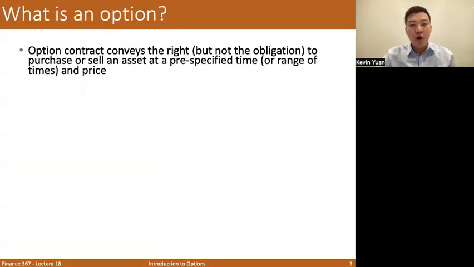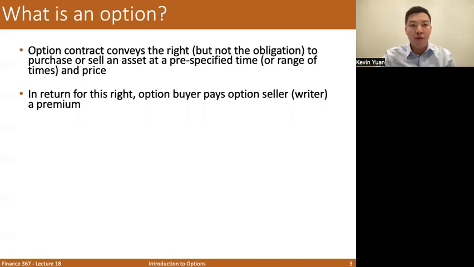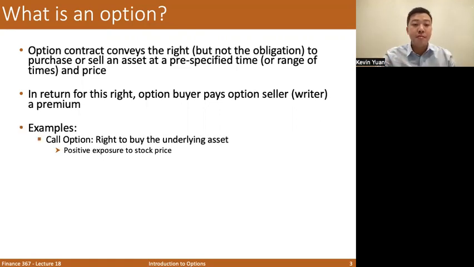Now, to begin talking about options, we obviously need to define what an option is. An option contract gives the holder the right, but not the obligation, to buy or sell a particular asset at a specific price at a specific time. In other words, it gives them the option to do what they want. Now, like all things in life, there is nothing for free. In return for this right, the buyer of an option pays the seller of this option a premium, and this is associated with the cost of this product.